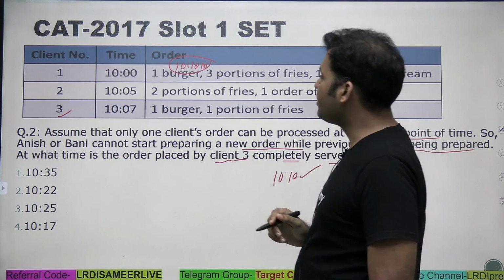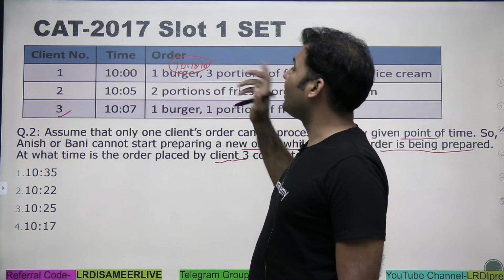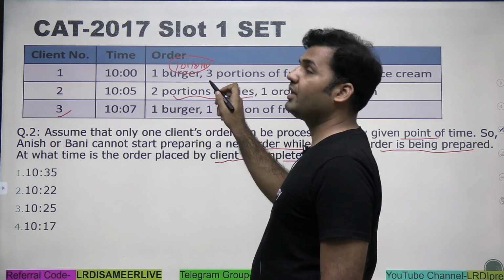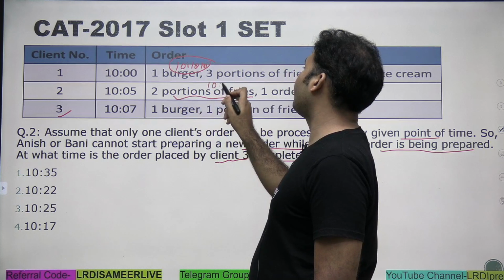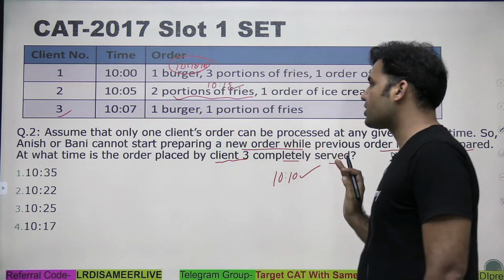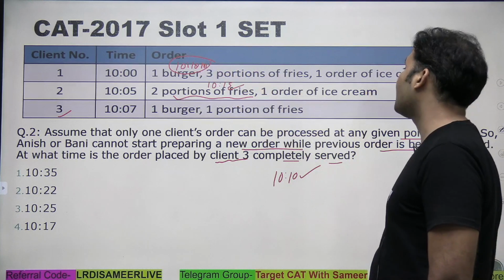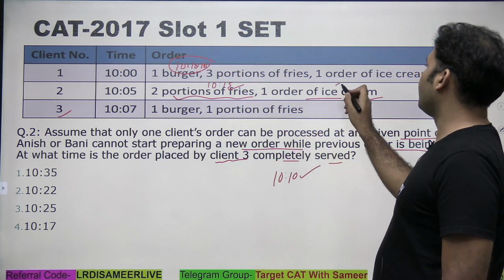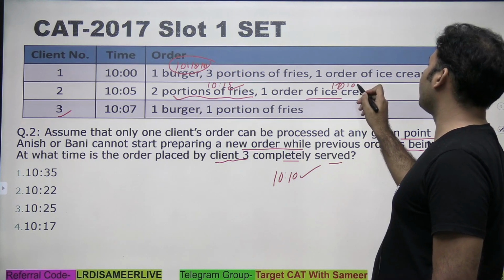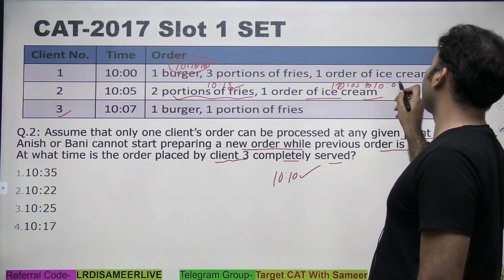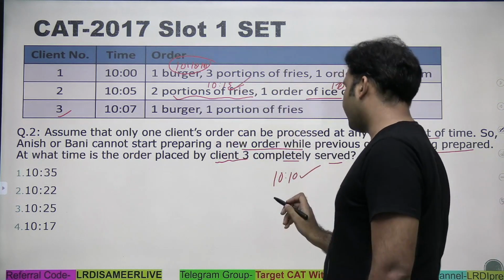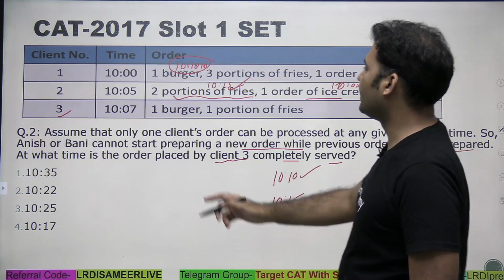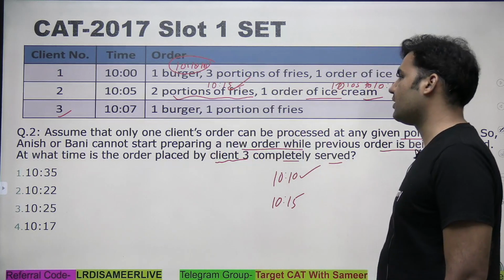Now to serve client number 2, once this order has been completed, Anish and Bani start working on order number 2. Now 2 portions of fries will take 5 minutes. That means by 10:15 the 2 portions of fries will be ready, made by the machine, and the ice cream will take only 2 minutes by any of the employees. So from 10:05 to 10:07 you will be able to make the ice cream also. But the complete order will be served by 10:15. So by 10:15 the second order will also be served, right?